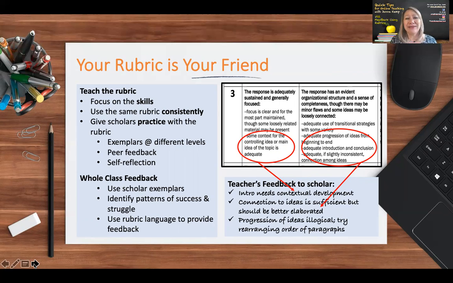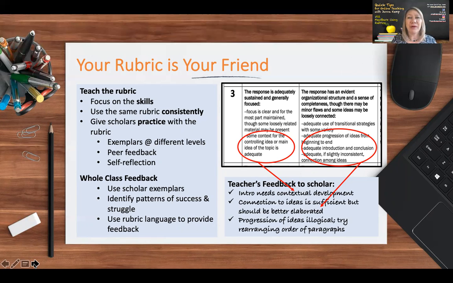Also, make sure that scholars have enough practice with those rubrics. Show them exemplars at the different levels. If you're using a 4-point rubric or an A, B, C, D, F kind of rubric, or just rubrics that call for mastery, proficiency, or developing skills, etc., make sure they have exemplars at different levels.